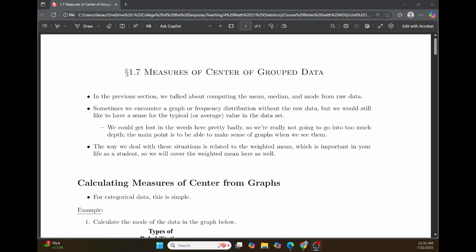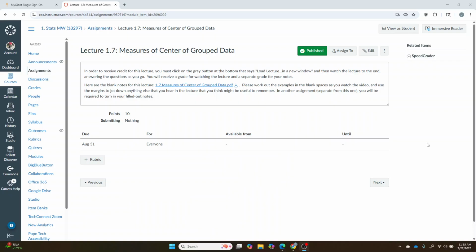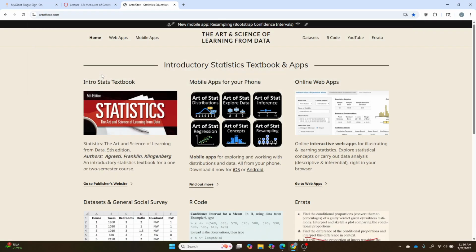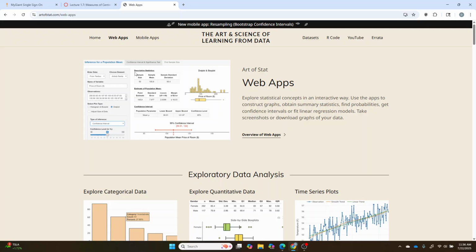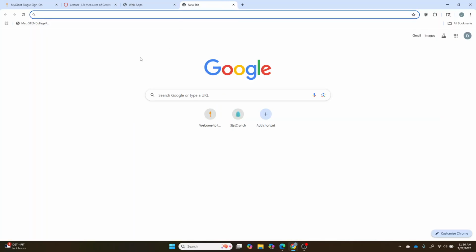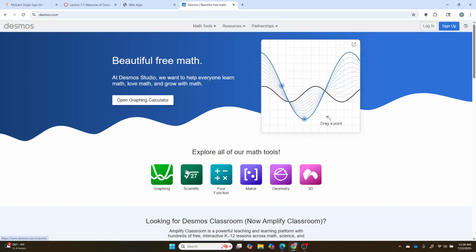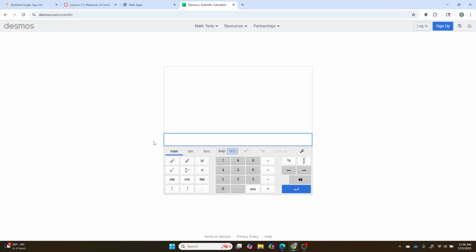As always, before we get started, make sure that you have downloaded the notes so that you're ready to take notes. There's no data set for this particular section, so you don't have an Excel spreadsheet with data on it to download. That said, the apps from Art of Stat might come in handy, so go ahead and have those ready to go. Especially the Explore Quantitative Data app, that might come in handy, and of course a calculator. So if you don't have a handheld calculator, go ahead and open up the Desmos Scientific Calculator so that you're ready to go, and let's dig in.